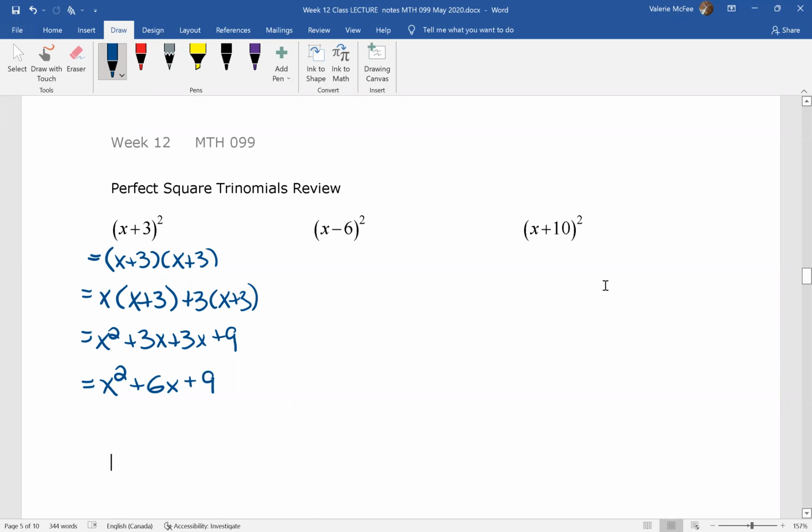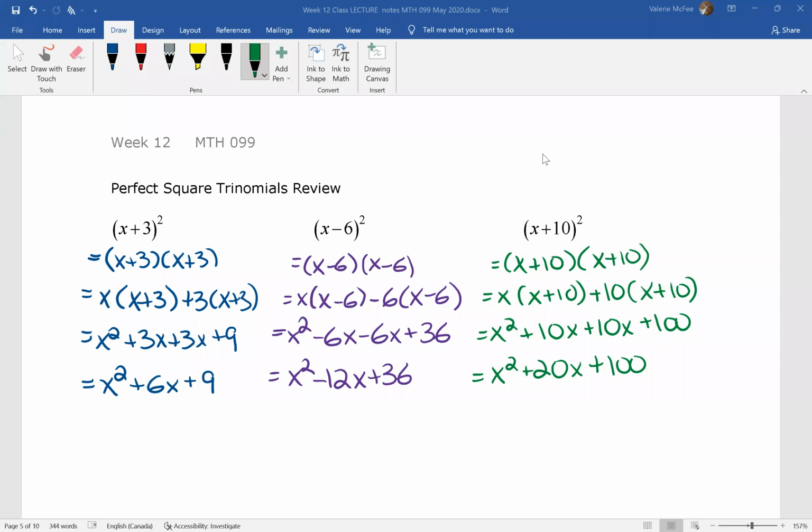Pause your video and square the last two if you haven't already done so. I hope you were able to get these correct. Just a reminder that the square multiplies everything inside the bracket. So this minus sign doesn't change. This is x minus 6 times x minus 6. Just like in this case, the plus sign doesn't change. We have x plus 10 times x plus 10. People sometimes get a little bit confused about that, though I'm not certain why.